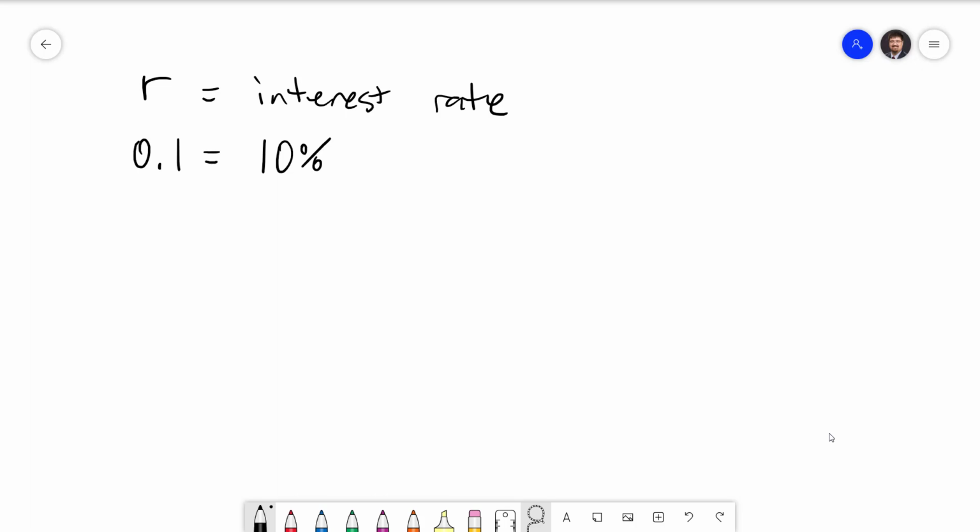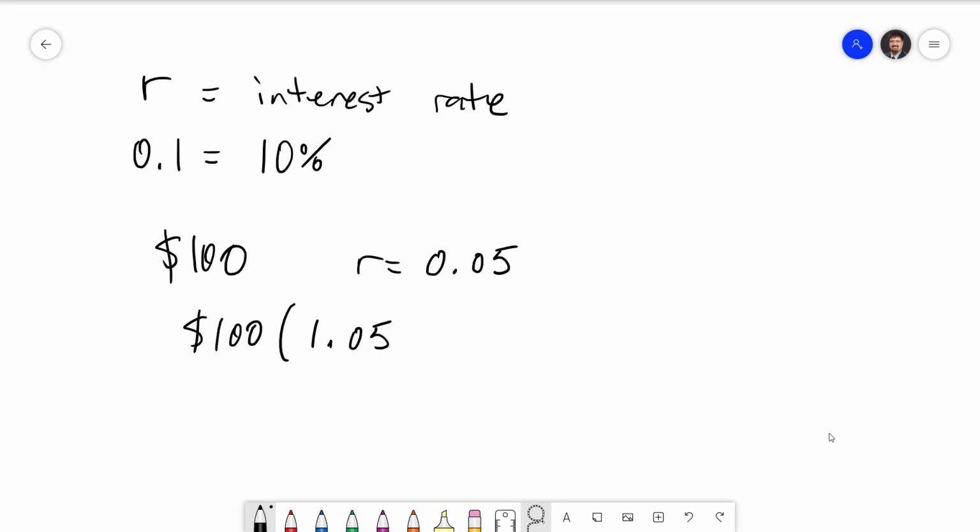Let's look at an example to get us started. Suppose we have $100 in an account with an interest rate of 5% per year. So we're going to write r equals 0.05. After 1 year in this account, we are going to have 100 times 1.05, which will be $105. It's going to grow by 5%.